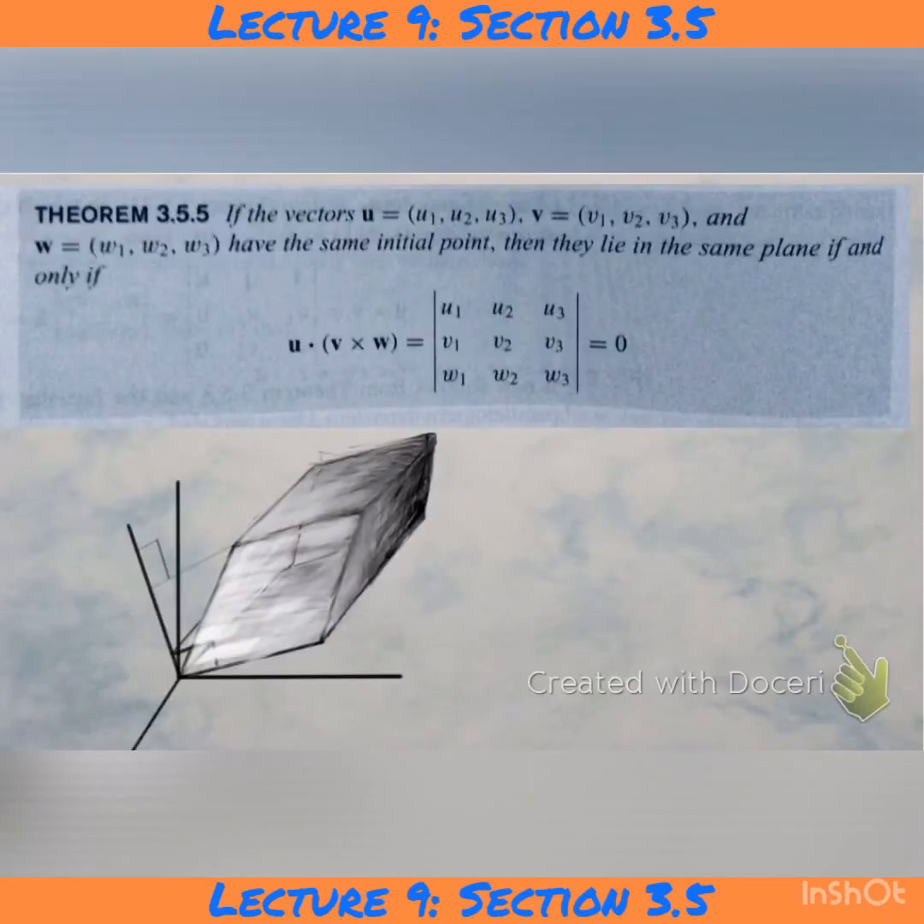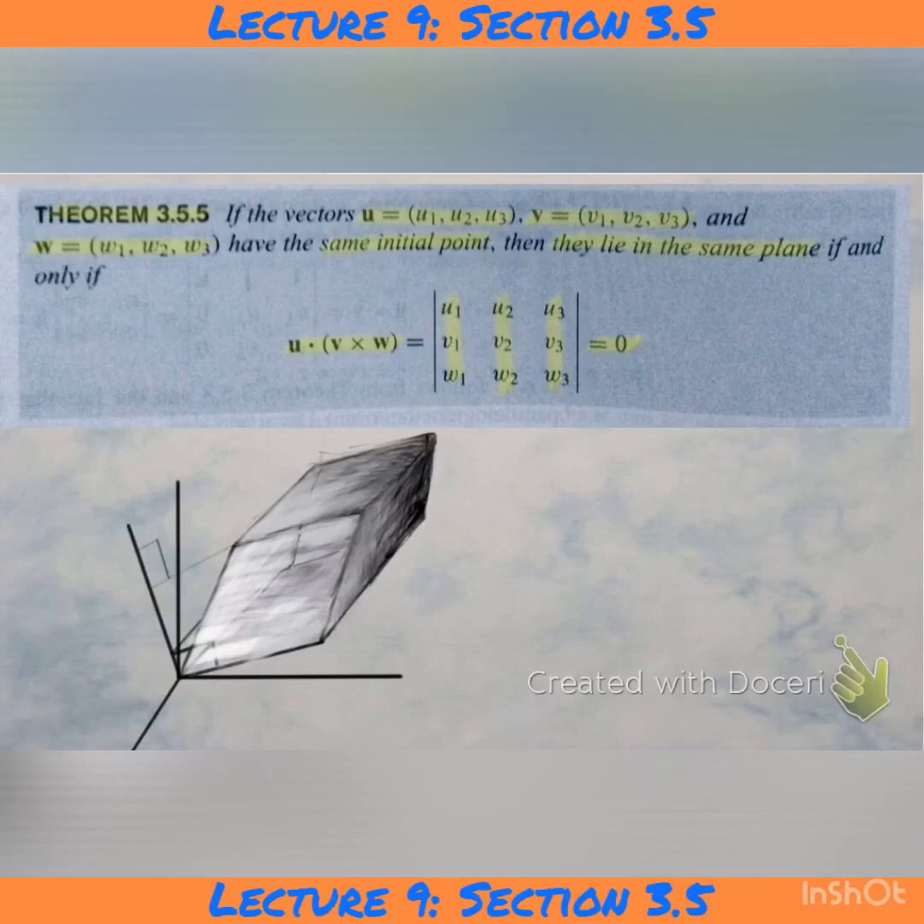All right, next we have theorem 3.5.5. So this theorem just tells us, let's say we've got 3 vectors with the same initial point, and we want to establish when those 3 vectors are in the same plane. So we're given vectors u, v, and w. When do they lie in the same plane? They lie in the same plane when the scalar triple product is equal to 0, and the scalar triple product was the determinant of this matrix with those entries there.